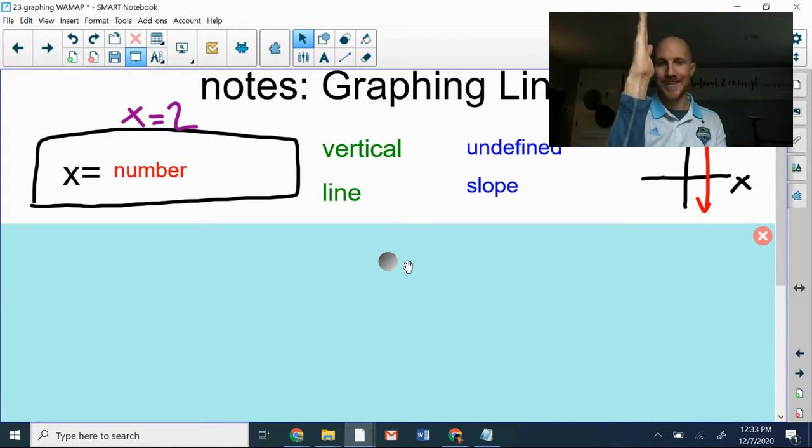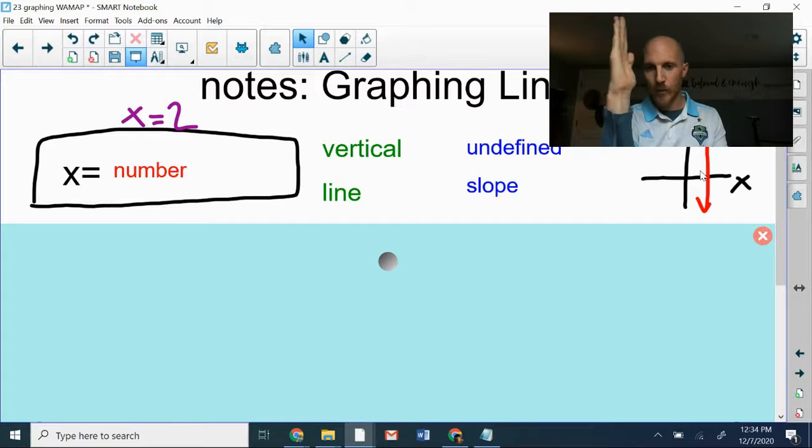Vertical means it goes up and down, and the slope of a line that goes straight up and down is undefined. Slope is a measure of slantiness, and this one is so slanty, it's actually not slanty anymore. It goes straight up and down, and we call that undefined. Every single one of these graphs, x equals something, is going to look like this example drawing I have over here on the right. Wherever that x coordinate is, that's where the line will be located, but it's going to go straight up and down.